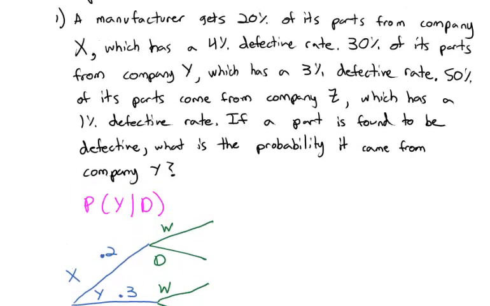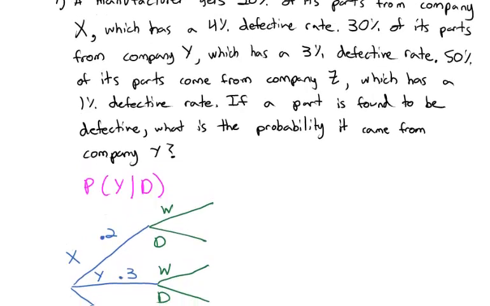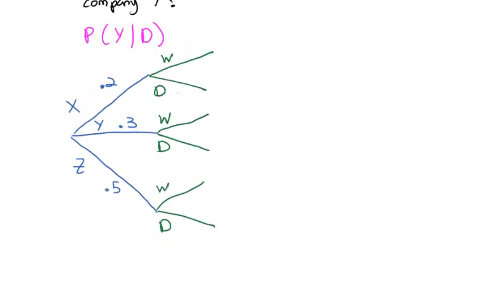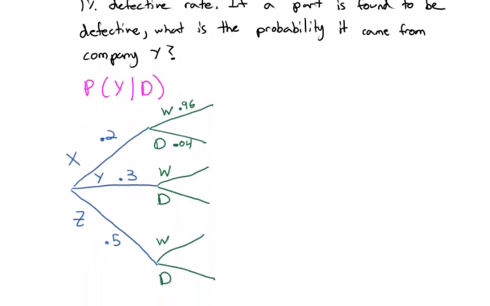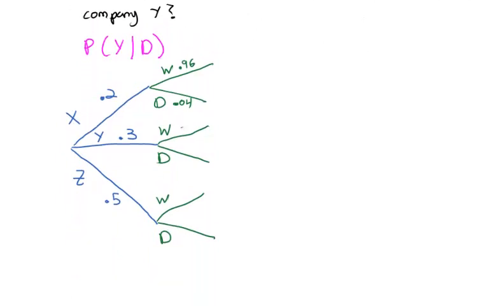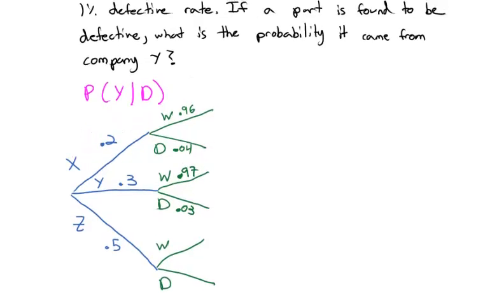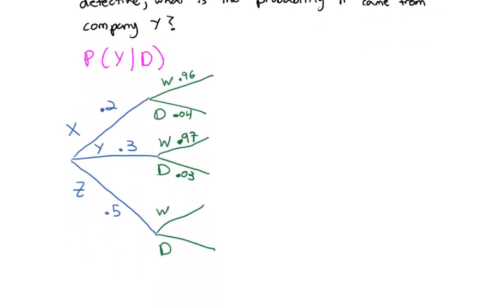This is your conditional probability, the opposite direction. X has a 4% defective rate. So X 0.04 are defective, which means 0.96 work. Y? Y has a 3% defective rate. So Y 0.03 are defective, 0.97 work. And Z has a 1% defective rate, defective 0.01, so works 0.99.